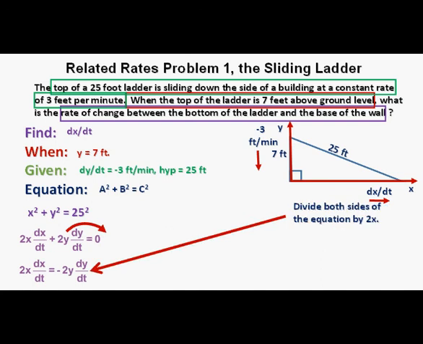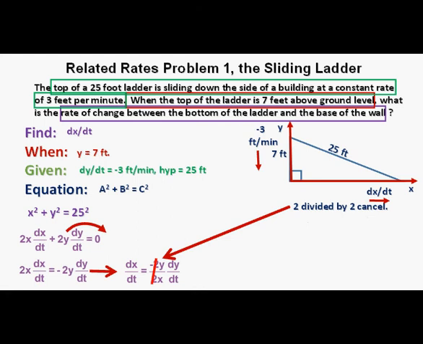Next, we divide both sides of the equation by 2x. We get dx/dt equals negative 2y over 2x times dy/dt. The 2 divided by 2 cancel to equal 1. We're left with dx/dt equals negative y over x times dy/dt. Now we have just about everything we need. We have dy/dt, which equals negative 3 feet per minute, and y, which is 7 feet. We need to solve for x.